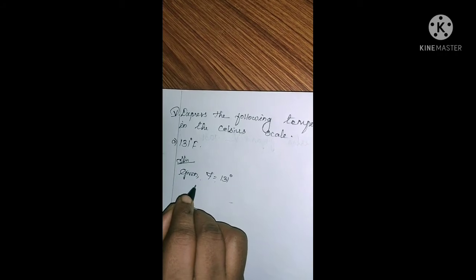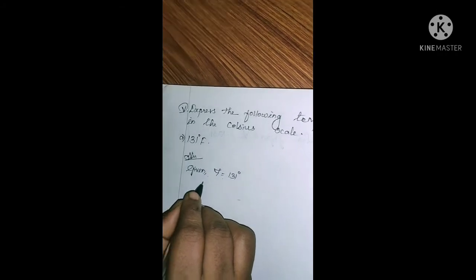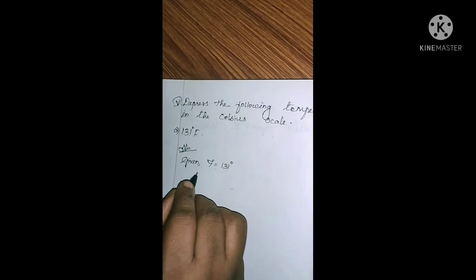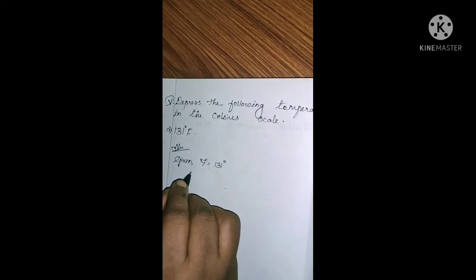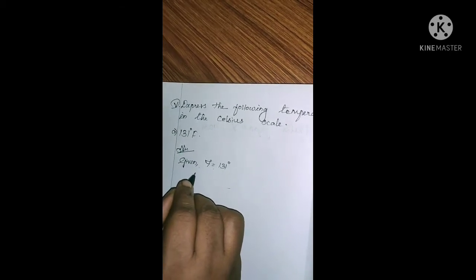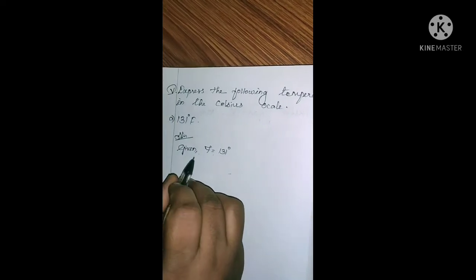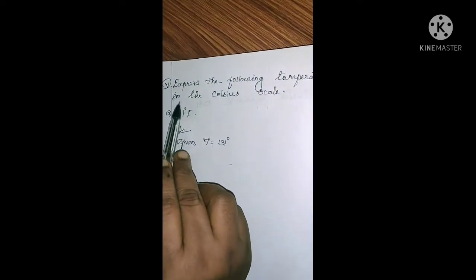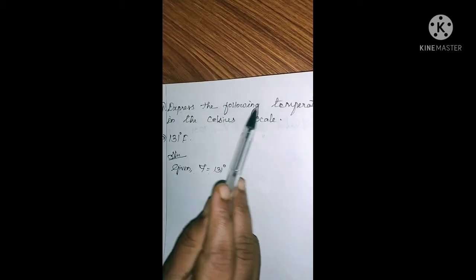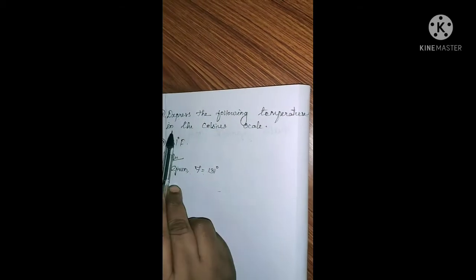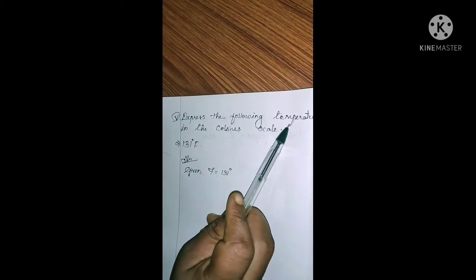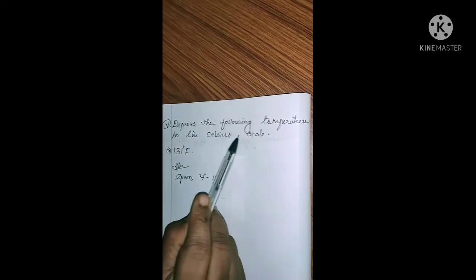Page number 98, all of you take page number 98, that is 5th Roman letter, numerical based questions. In the booklet you want to write this: 5th Roman letter, numerical based question. In that, take the second part, which is given there. Express the following temperatures in the Celsius scale.